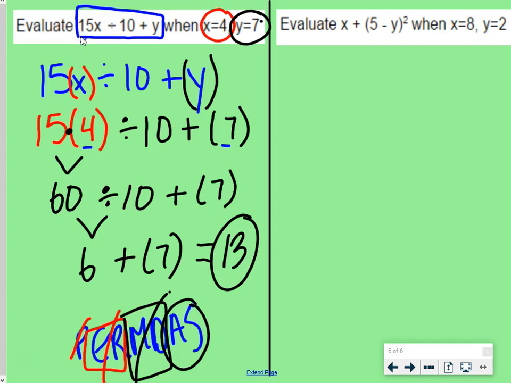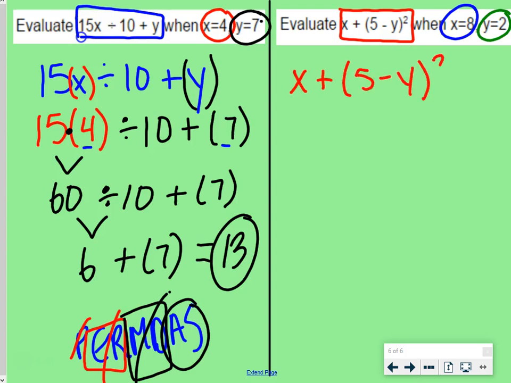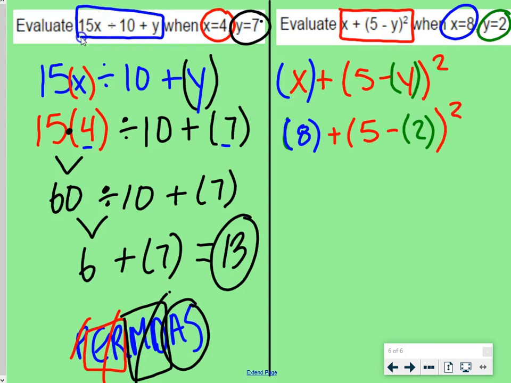Last problem here, evaluate x plus 5 minus y squared when x is 8 and y is 2. Let's first write out that problem. X plus 5 minus y squared. We need to put a number in for x, and we need to put a number in for y. The number for x is 8. And then our number for y is 2. Please make sure you rewrite out the problem correctly.